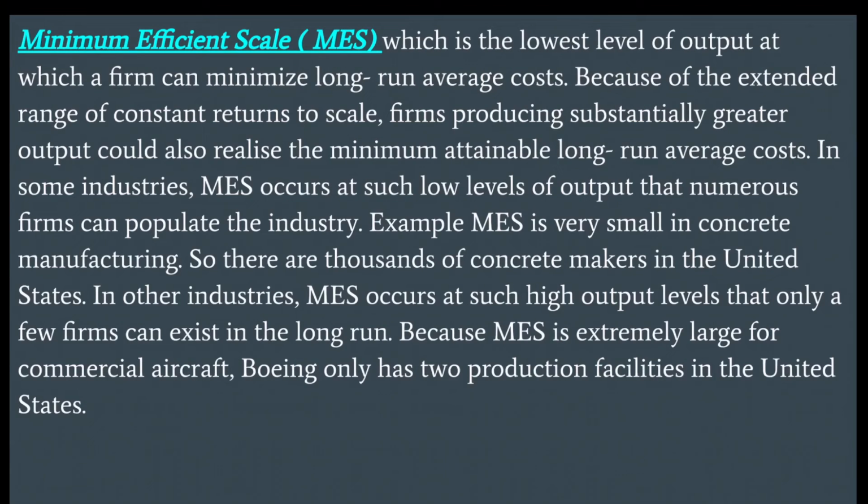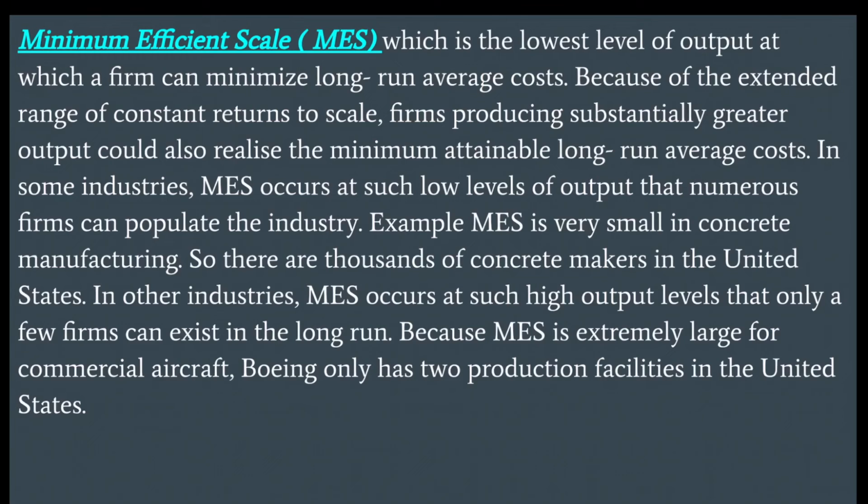Minimum efficient scale, or MES, is the lowest level of output at which a firm can minimize long-run average costs. Because of the extended range of constant returns to scale, firms producing substantially greater output could also realize the minimum attainable long-run average costs.